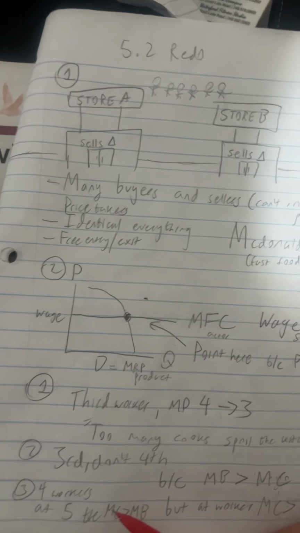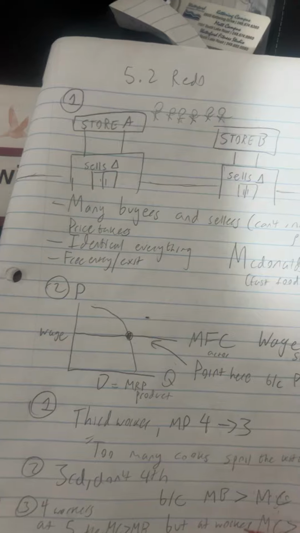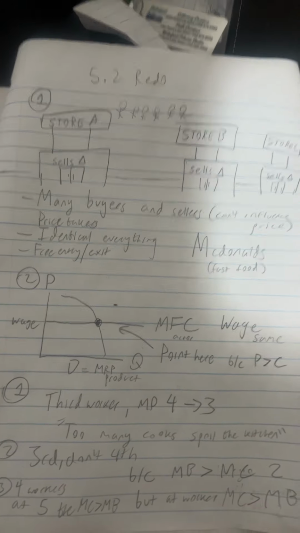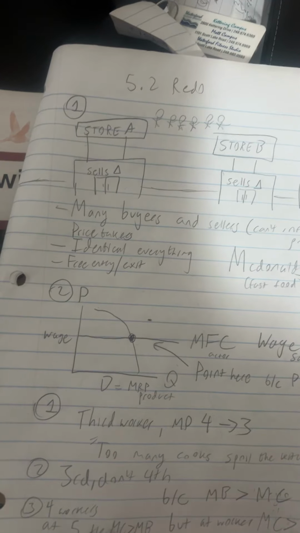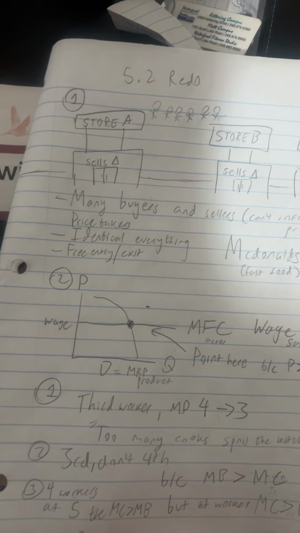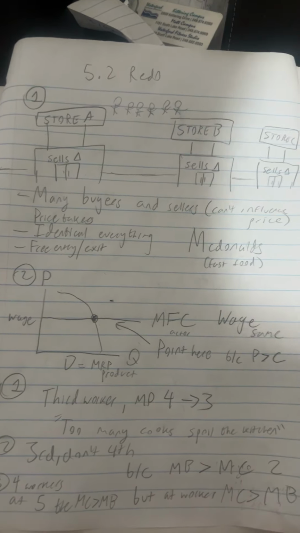And then the last part is if the price of potatoes doubles to $4, then you could hire 4 workers instead because the marginal benefit just went up. So it increases the threshold for the marginal cost. So you can now hire 4 workers. And at 5, the marginal cost would be greater than the marginal benefit.